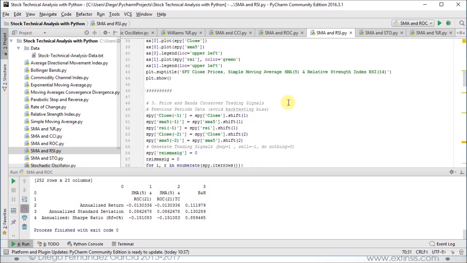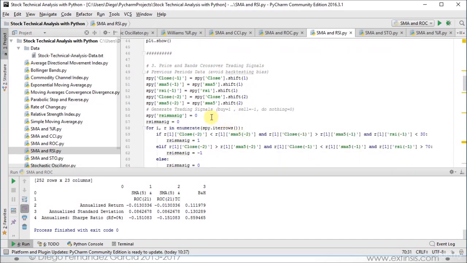Next step is to calculate our price and bands crossover type of trading signals. For this, we have to calculate previous periods data to avoid the backtesting bias. The reason for this is that we'll be implementing our trading signals 1 day later than observed. Therefore, we create previous periods close, simple moving average, and relative strength index data. Also, second previous period, close, and simple moving average. The reason we are not creating our second previous period's relative strength index is that it's only used for confirmation. The way of creating them is going into our original data frame and shifting our data 1 or 2 positions.